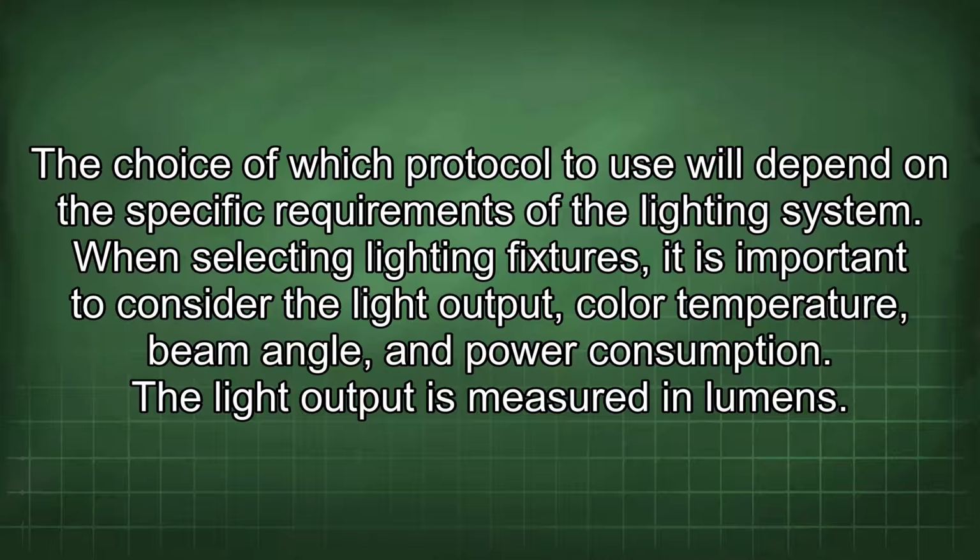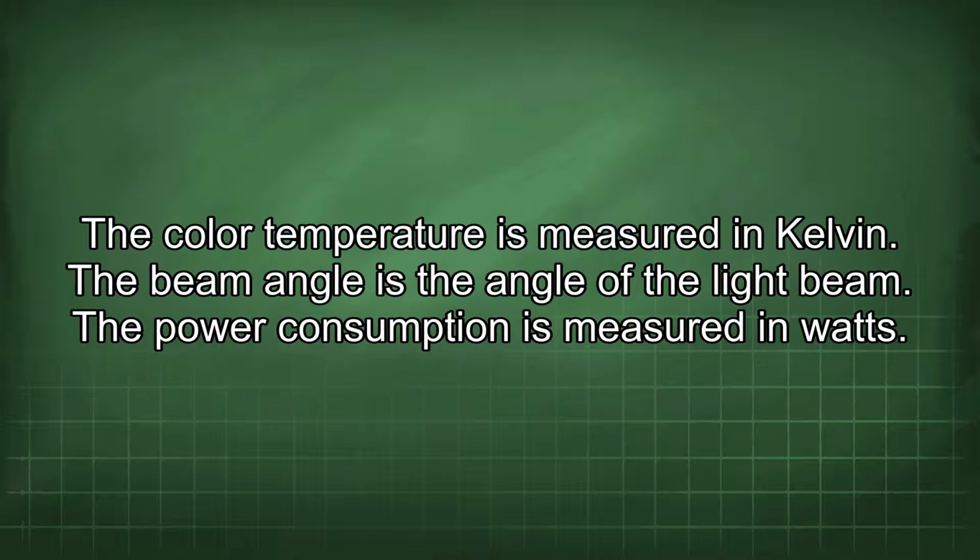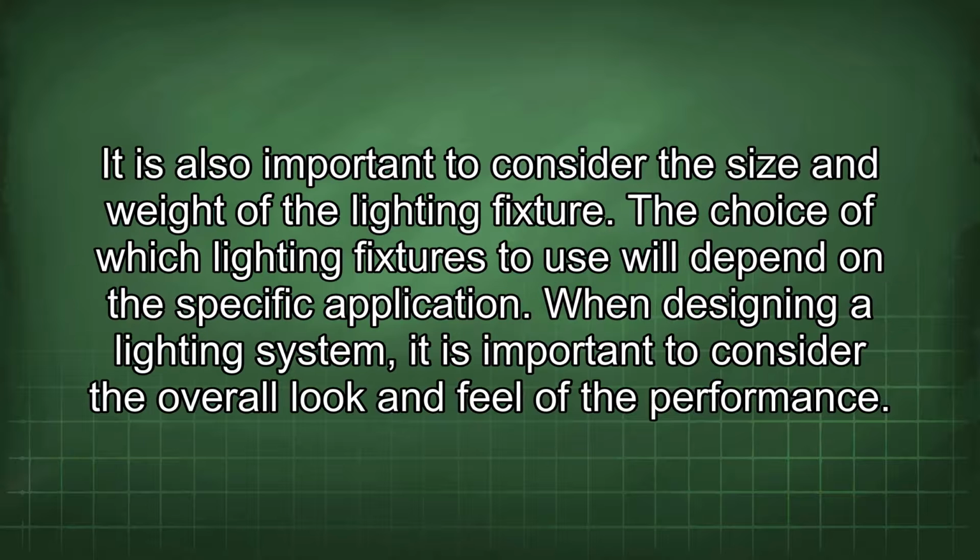When selecting lighting fixtures, it is important to consider the light output, color temperature, beam angle, and power consumption. The light output is measured in lumens. The color temperature is measured in Kelvin. The beam angle is the angle of the light beam. The power consumption is measured in watts. It is also important to consider the size and weight of the lighting fixture. The choice of which lighting fixtures to use will depend on the specific application.